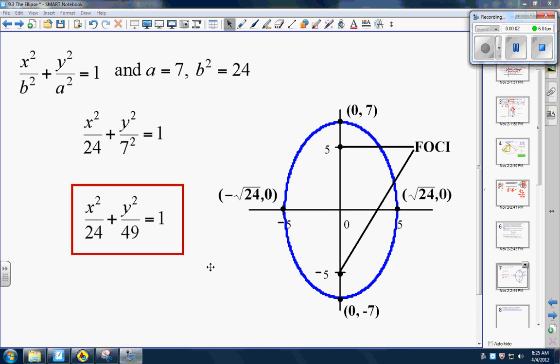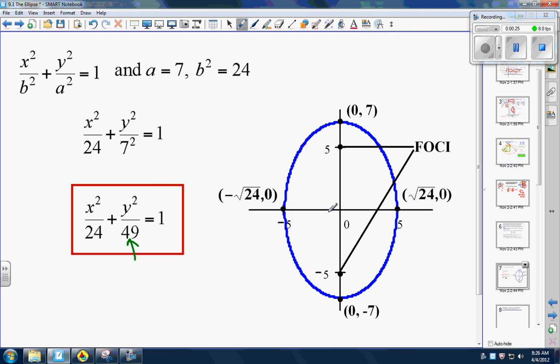So where we left off, we just found that b squared equals 24. So we went and plugged that in. We simplified the 7 squared because again, it's opening on the y-axis, so that number should be bigger. Okay, so we look at it. It's at the origin. This gives us a 7 going this way, so that's good. That's good. We had the foci in there.